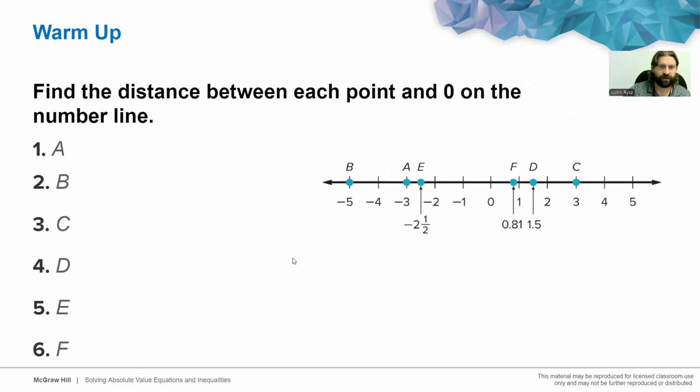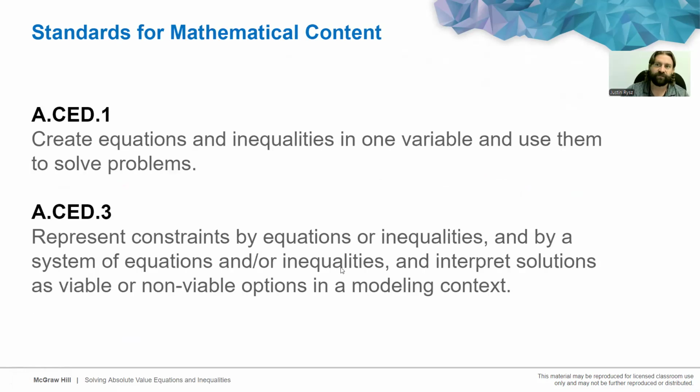All right, now let's check our work here. A is 3. So we're at -3. We are 1, 2, 3 spaces away. B is 5 spaces away from 0. C is also 3 spaces away from 0. D is 1.5. E is 2.5. And F is 8.1. If you notice anything about all these answers, they are all positive. They are all a distance of positive units away from 0. And that's going to lead to absolute value, where we're looking at things that are always positive.